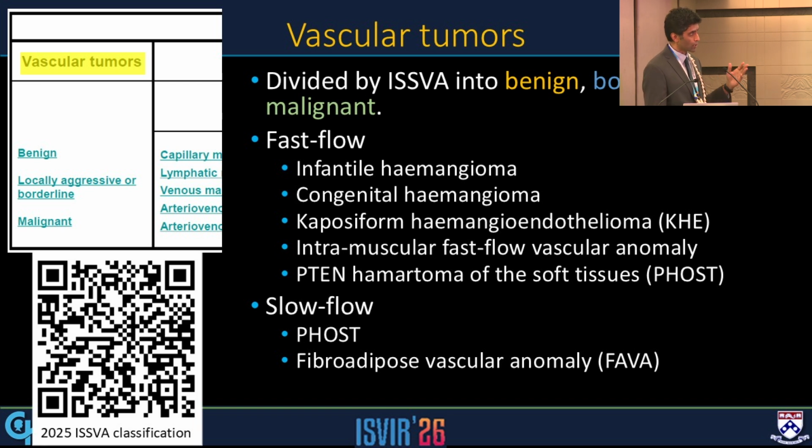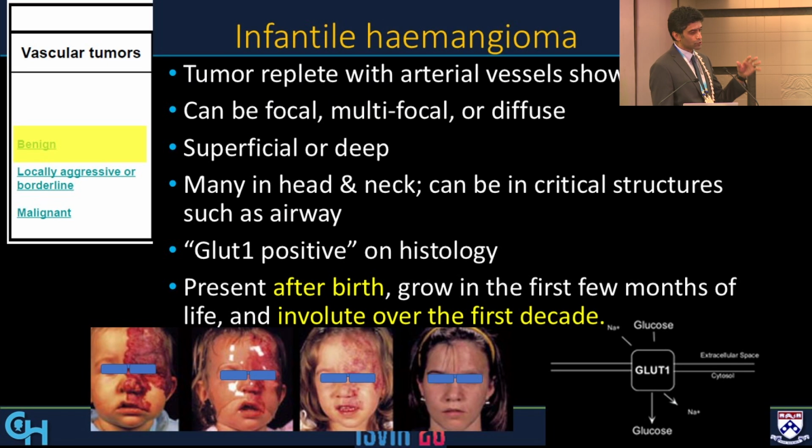Hemangioma, number one. The most common vascular tumor of children is infantile hemangioma. Lots of arterial vessels. This is a high flow lesion. It can be focal, it can be multifocal, it could be diffuse. Sometimes it's superficial, sometimes deep, and often they're in the head and neck. And when it's near the airway, for example, it can be in a critical location.